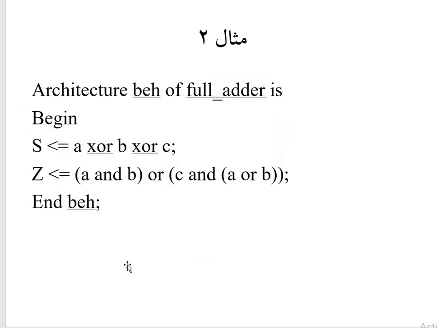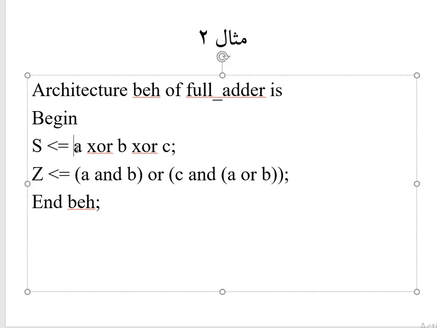Another example is for the full adder. For the full adder, we must use some parentheses here, because it must know the priority of the function. For example, here, architecture behavioral BEH of full adder is begin. S is A XOR B, and then XOR C for the full adder. And Z, the output carry, is A and B, or with C and A or B. And it is the end of the architecture.